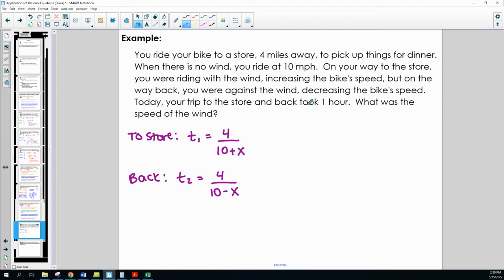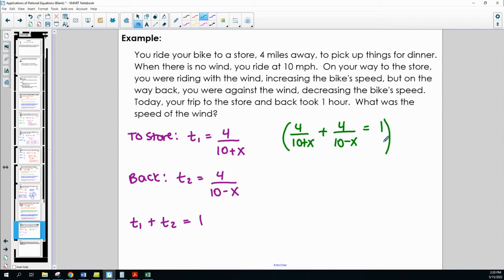All right, we know that the trip to the store and back took 1 hour. So T1, the time one way, plus T2, the time the other way, has to equal a total of 1 hour. So the fraction for T1 is 4 over 10 plus x, plus the fraction for T2, which is 4 over 10 minus x, is equal to the total time, which is 1. Now this problem is a little bit harder than the previous ones because the denominators are not just numbers that are one term. Now we have two terms, but that's okay.